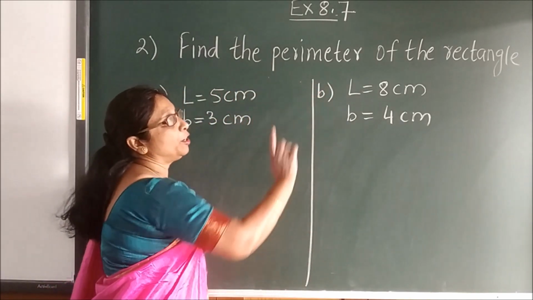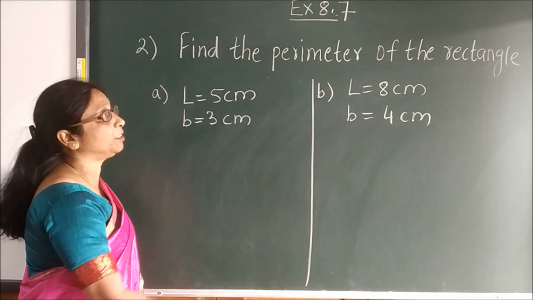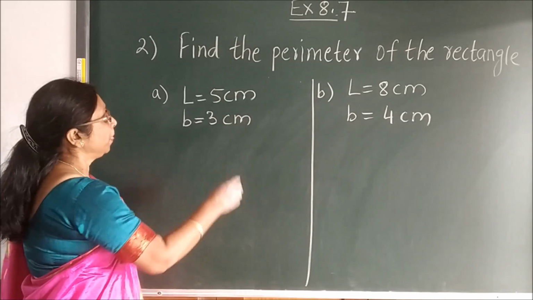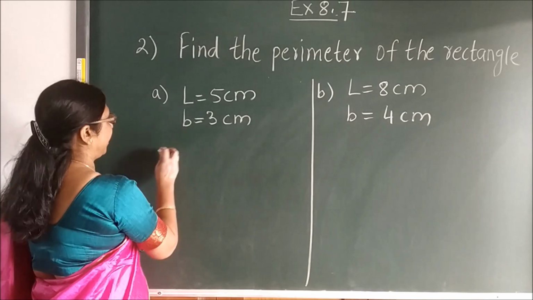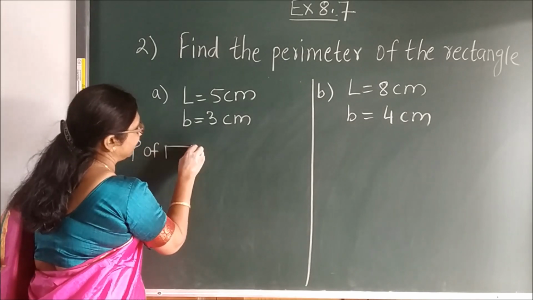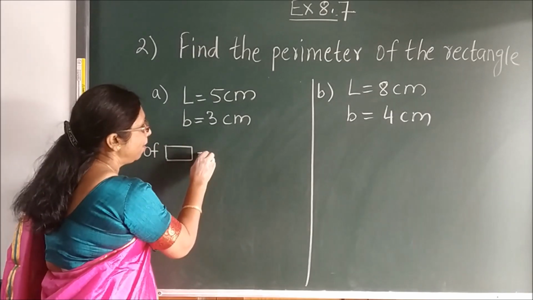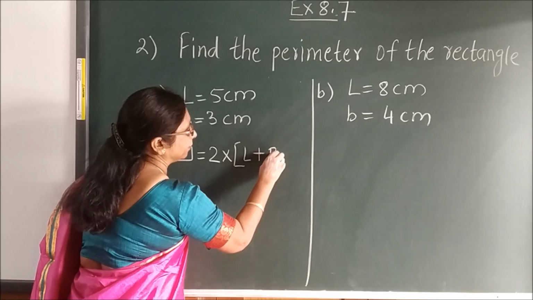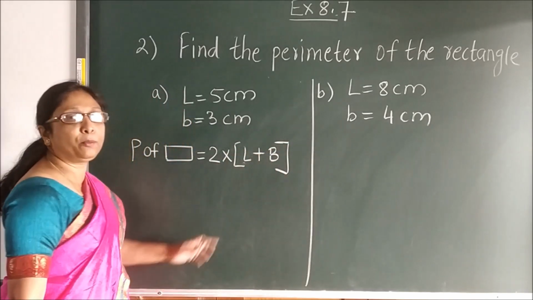Now here, question number 2, find the perimeter of rectangle. Your particular name is mentioned, the perimeter of the rectangle, so here you have to place the formula. You will use the formula of rectangle. So you will write here perimeter of rectangle. This is the figure of rectangle, children. 2 multiplied by length plus breadth. L is length, B is breadth.